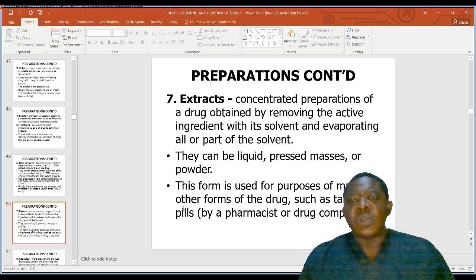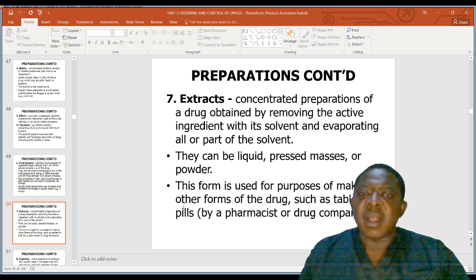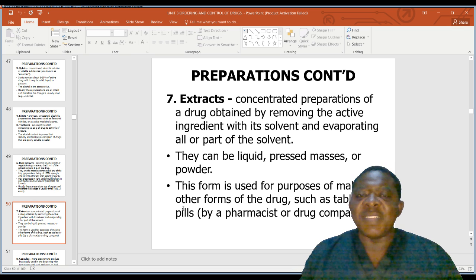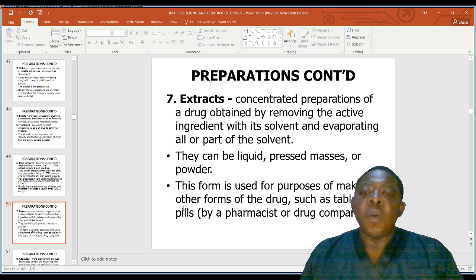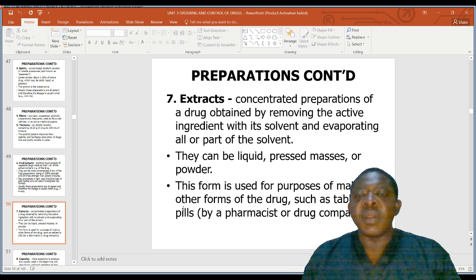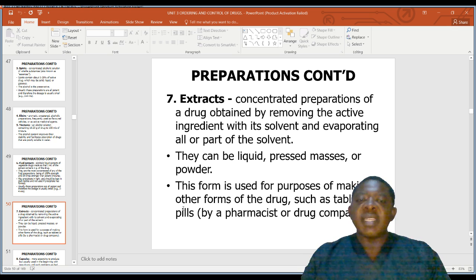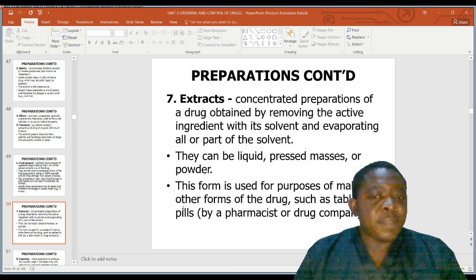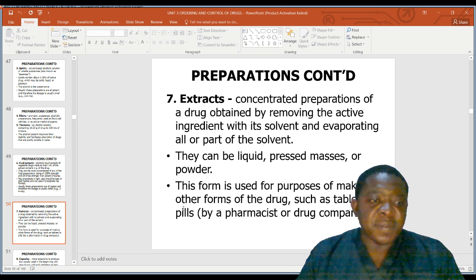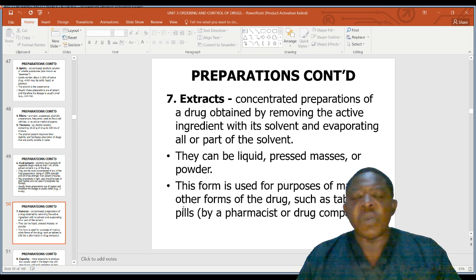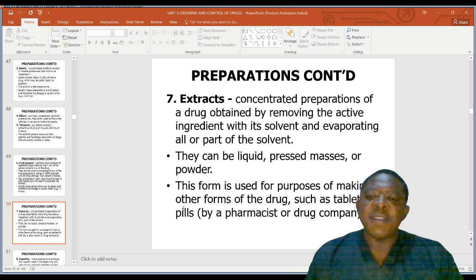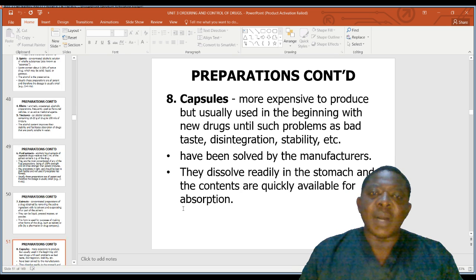Extracts. These are concentrated preparations of a drug obtained by removing the active ingredient with a solvent and evaporating all or part of the solvent. They can be liquid, pressed masses, or powder. This form is used for making other forms of the drug, such as tablets or pills, or by pharmacists, who can do compounding.